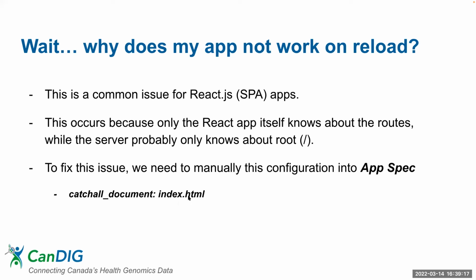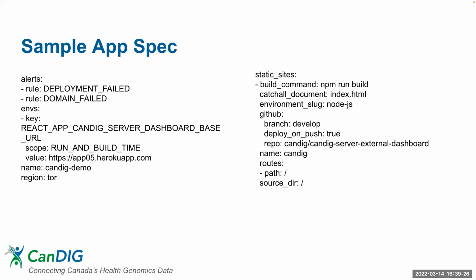Now, this could be different depending on the app, but most of the time it is index.html. So this is a sample app spec. It basically contains configurations of everything, and we can see that under the envs we have the environment variable here that we configured earlier. We have the name, we have the region. So region tor here stands for Toronto. You can change it to a different region.